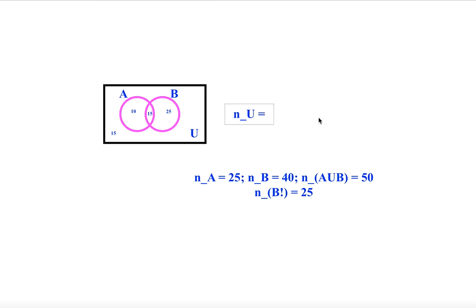We are out of the Venn diagram now. Okay. Now add all the numbers which are there in the picture. 10, 15 plus 25. That is 50. That is n of a union b, right? 50 plus 15. The outside thing is 15.